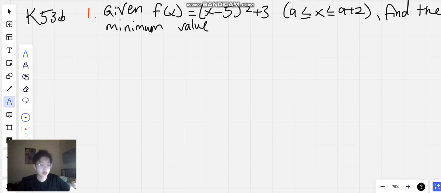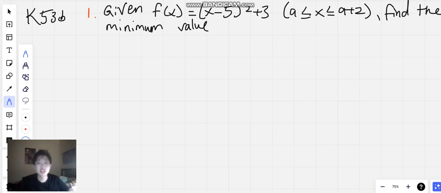Find the minimum value. Okay, so it's important to recognize that for this question, we don't have a defined interval because a is a constant. So depending on what a is, say a was equal to 1, our interval would then be 1 to 3. Then we will have a specific minimum value. And that might differ from if a was equal to, let's say, 10, if the interval was from 10 to 12.